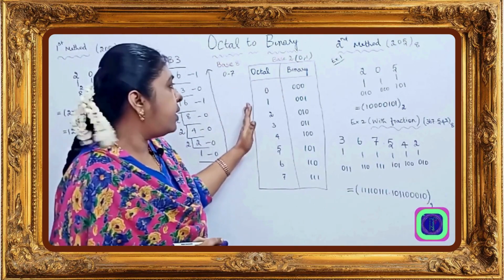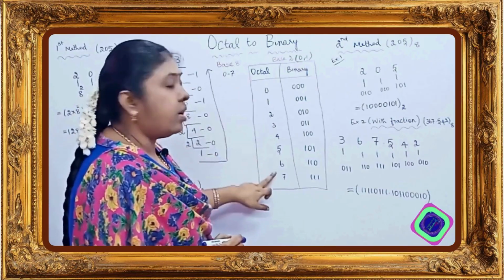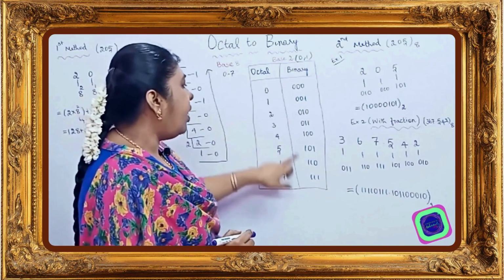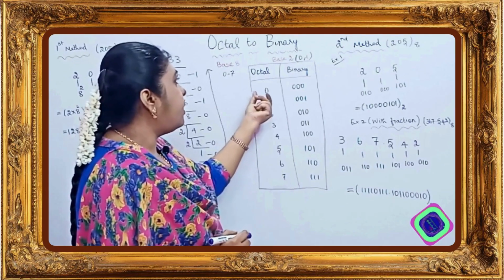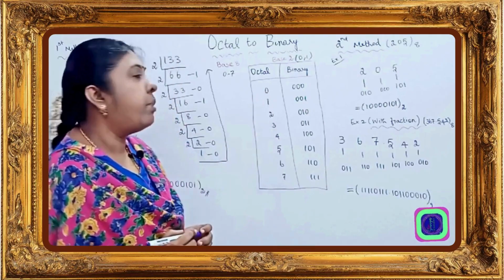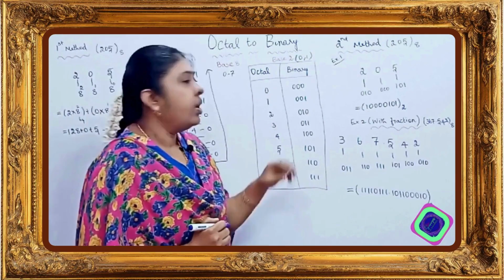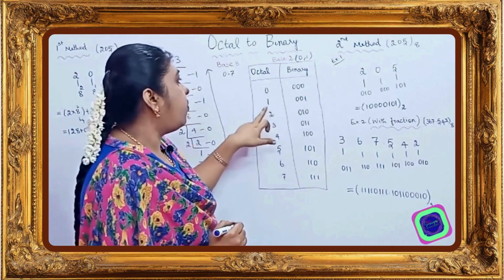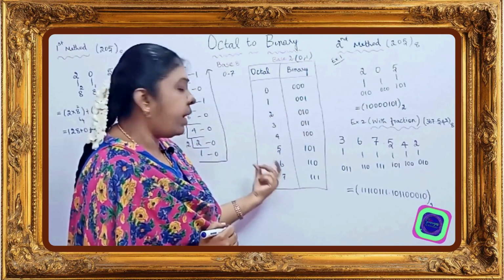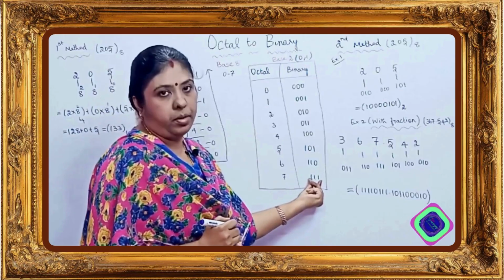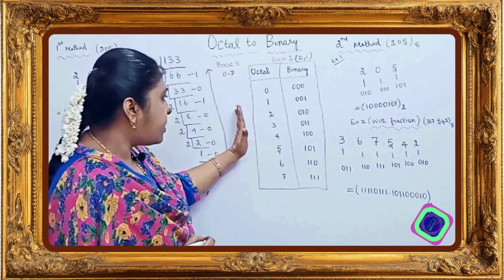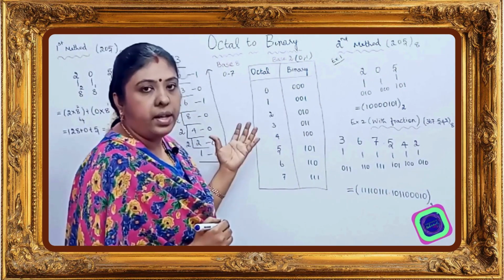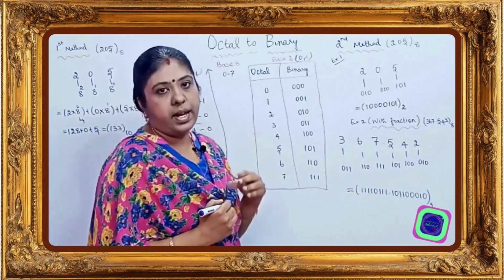Consider this table. It consists of octal digits 0 to 7, and the concerned binary values are represented here. Always, an octal digit is represented by a 3-digit binary. That is, for 0, 0 0 0, for 1, 0 0 1, and the 3-digit binary value for 7 is 1 1 1. So by substituting these values directly, we can attain the answer in the second method.